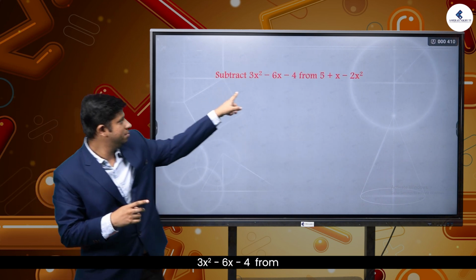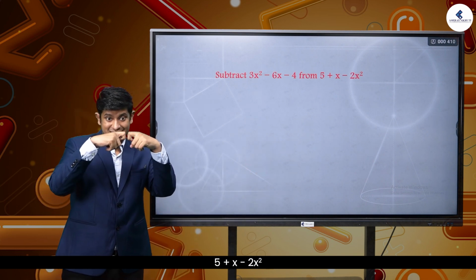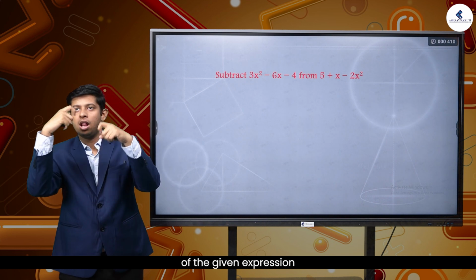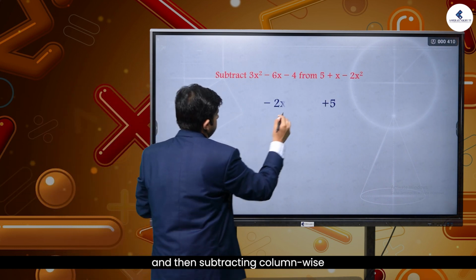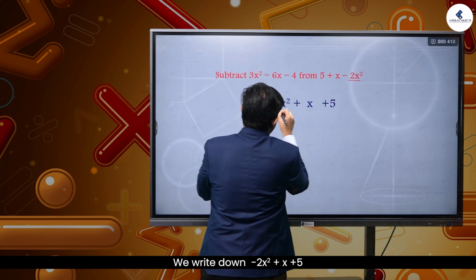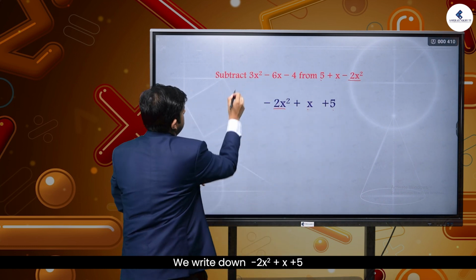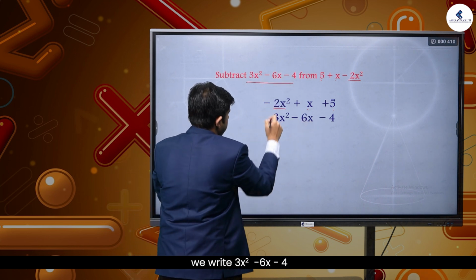Now subtract 3x square minus 6x minus 4 from 5 plus x minus 2x square. Arranging the terms of the given expression in descending powers of x and then subtracting column wise. We write down minus 2x square plus x plus 5, and then right beneath that we write 3x square minus 6x minus 4.